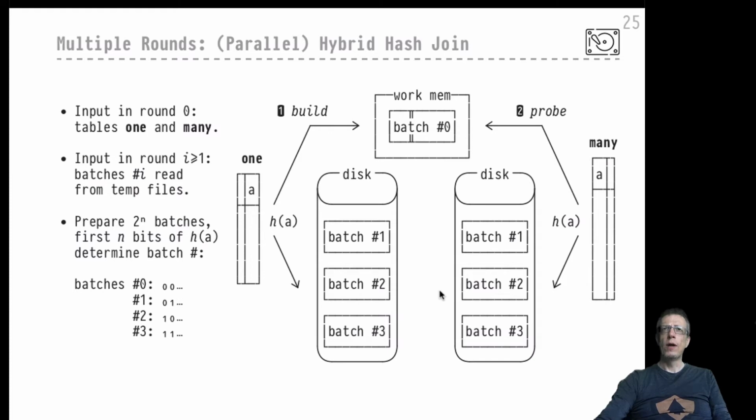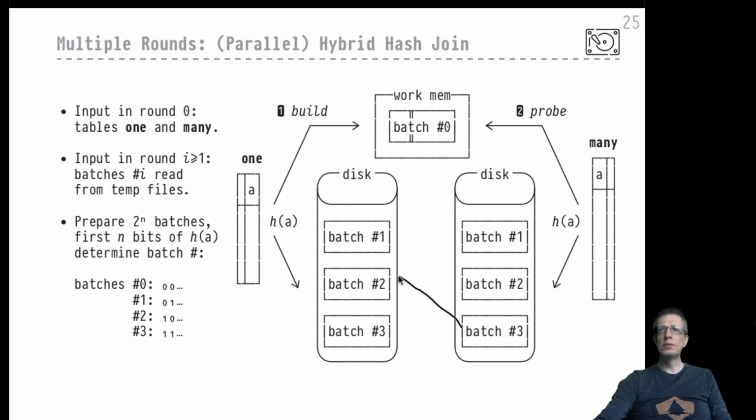Alright, now it should be immediately clear where the potential for parallelism derives from. Once we have created these batches and they are ready for consumption, we could of course have 2 to the power of n processors performing the probing against the individual build partitions here on the left hand side in parallel. So indeed all the probing could be performed in parallel.